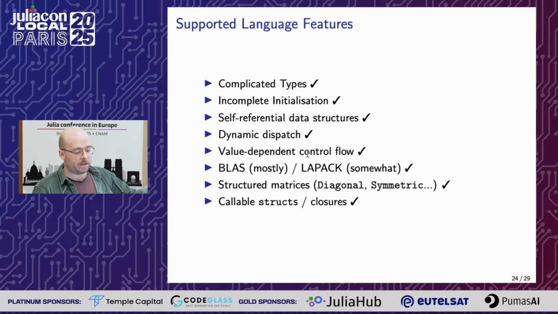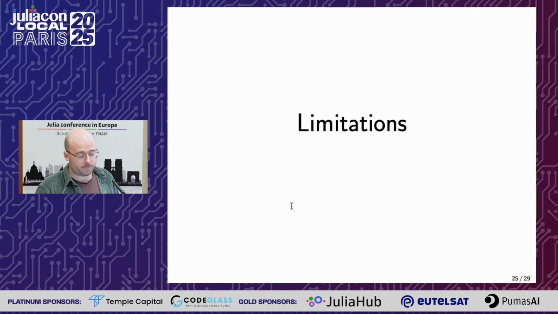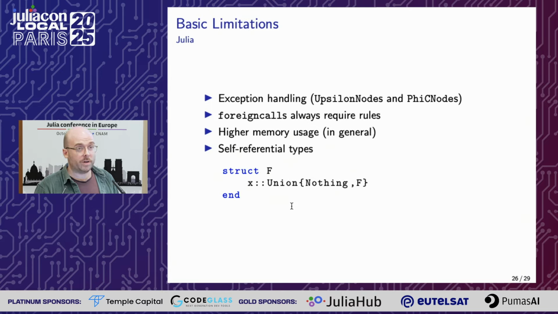It can do dynamic dispatch. It can do value-dependent control flow. So if you've got a function that is: if x is greater than 0, cos, otherwise sine, that's fine. BLAS and LAPACK support are a question of writing rules. We have many of them. More will be wonderful. We can handle structured matrices. We can handle callable structs and closures and stuff like that. So I just want to give you a flavor of the type of generality that we have in Mooncake. So what can't we do?